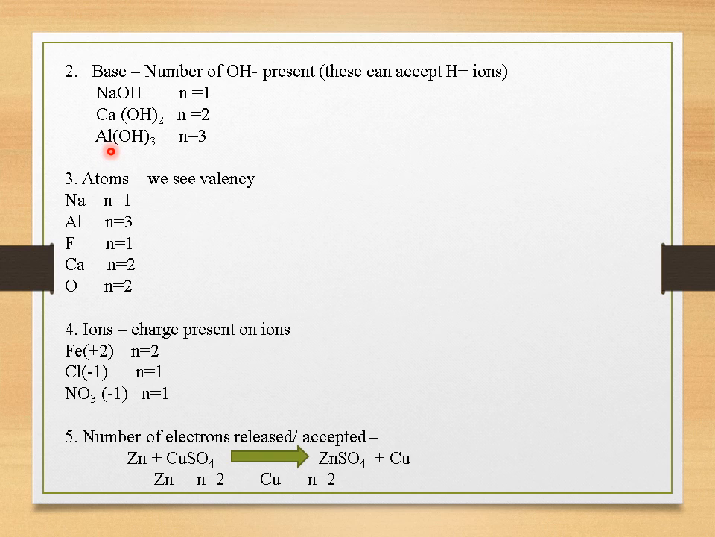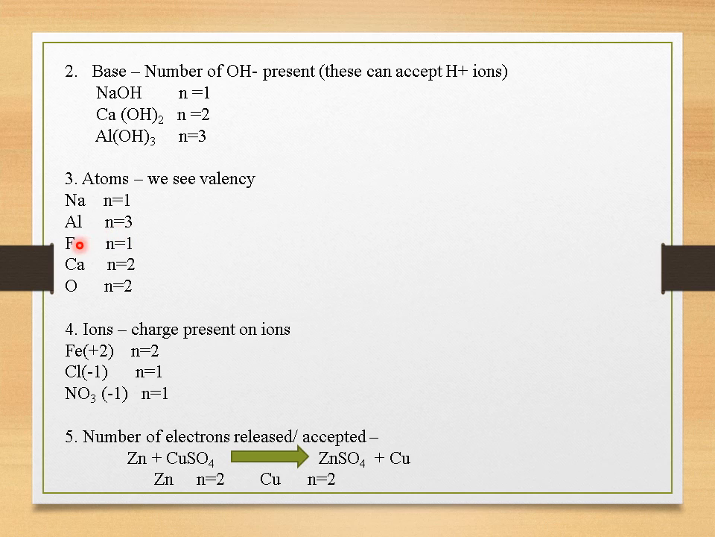For this base, there would be 3 OH minus ions present, so N becomes 3. For all of them, we just need to understand how many OH minus ions are present. If I'm talking about atoms, we just see their valencies. For sodium, the valency is 1. For aluminium, it is 3. It can combine with 3 of the other groups, so its valency becomes 3. So N will be 3.